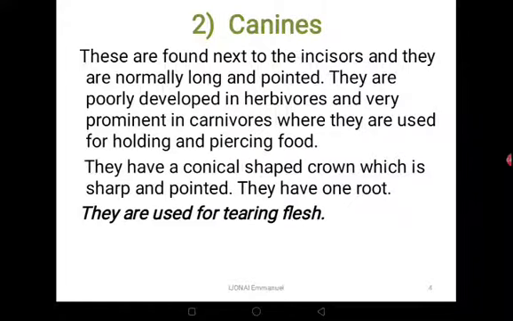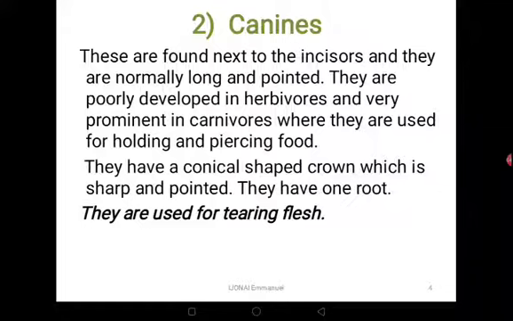Then the second type of teeth is the canines. These are found next to the incisors, and they are normally long and pointed. They are poorly developed in herbivores, those organisms that feed on vegetation, leaves and grass, like cows and goats. Usually they don't have canines. But in carnivores, those that feed on flesh, like dogs, cats, leopards and lions, the canines are well developed and prominent. They are very long. The snakes, you've seen how long the canines are.